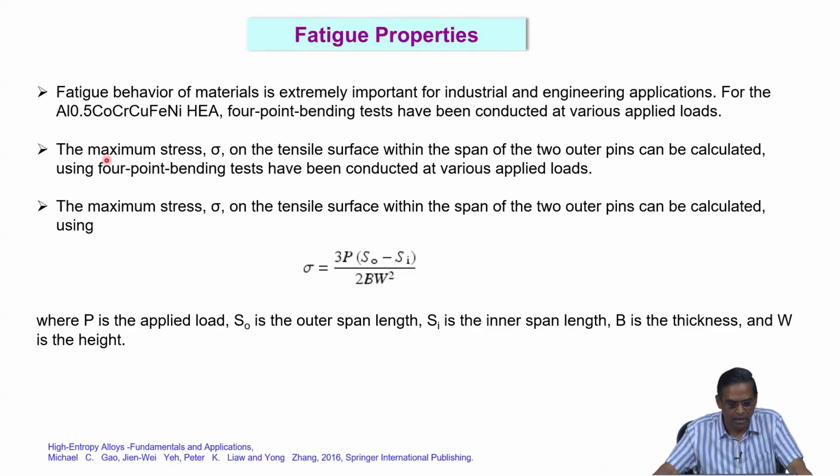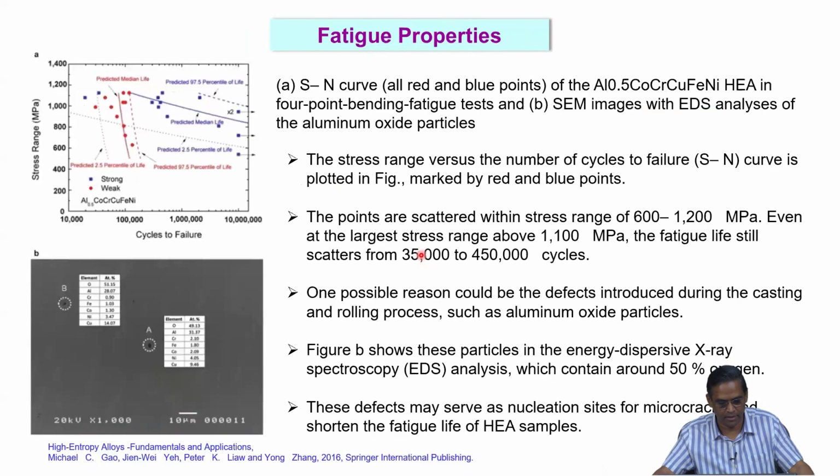So, this is a basic idea about this, the maximum stress on the tensile surface with the span of two outer spans. This is a geometry by which you do the 4-point bending. It is a conventional, standard testing. So, the maximum stress is given by this formula. This is available in most of the strength of material books and all the textbooks. Where P is the applied load, S is the outer span length, and Si is the inner span length, B is the thickness, and W is the height. So, you get this sigma, and what we are interested is this data.